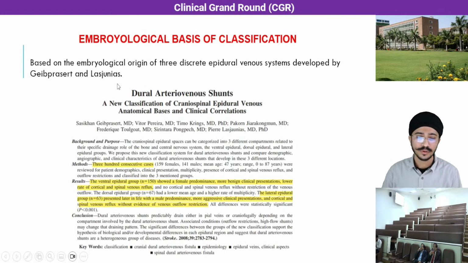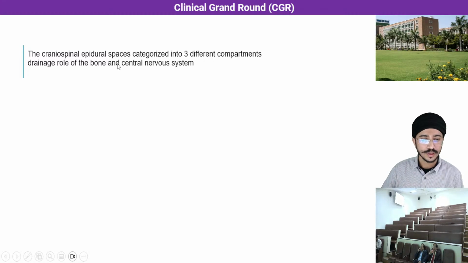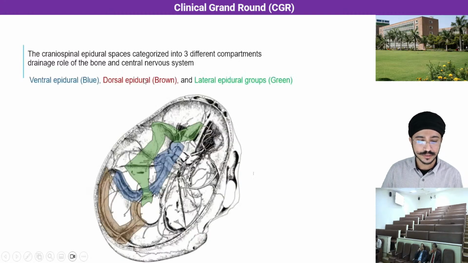Then there is also an embryological basis of the classification of dural AV fistula. It was put forward by Givi Prasad and Lars Junius in 2005, and it is based on the embryological region of three discrete epidural venous systems, namely the lateral, ventral, and the dorsal one. We'll discuss this in detail in next slides. So basically, they say that the craniospinal epidural spaces are categorized into three different compartments.